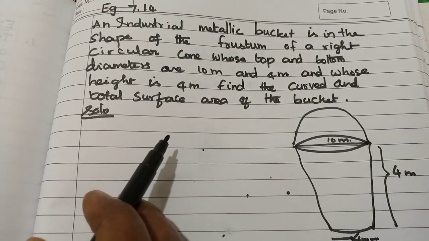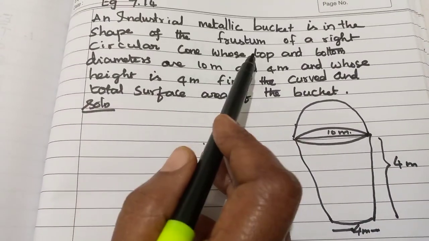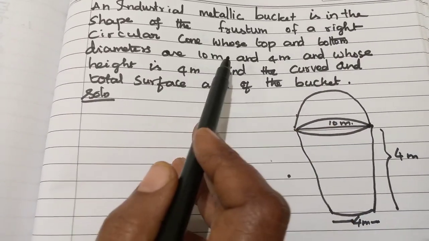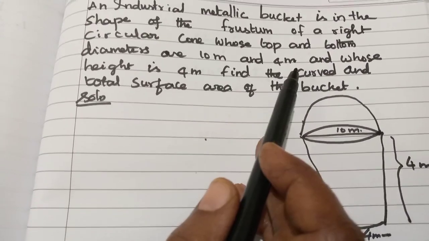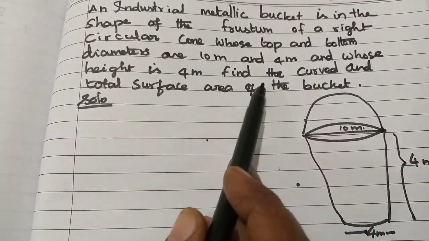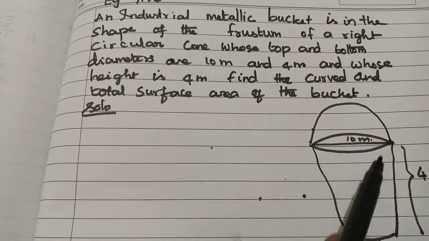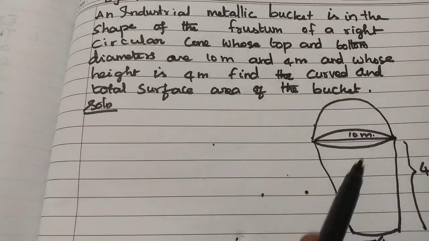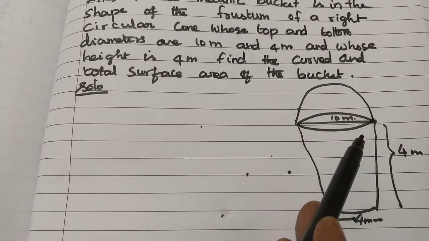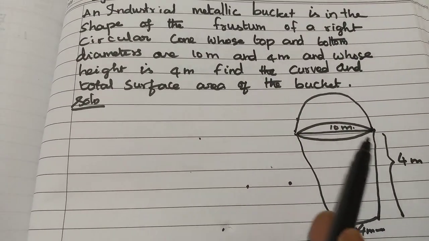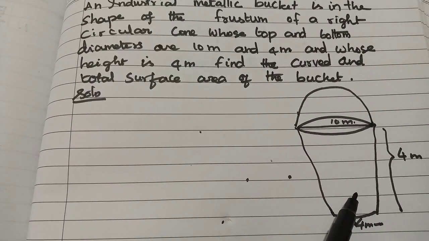Let's write example 7.14. An industrial metallic bucket is in the shape of the frustum of a right circular cone whose top and bottom diameters are 10 meter and 4 meter and whose height is 4 meter. Find the curved and total surface area. There is a frustum-shaped bucket whose top diameter and bottom diameter are given, as well as the height. We have to find the curved surface area of this frustum and the total surface area of the frustum. If you know the formula, we can do it.